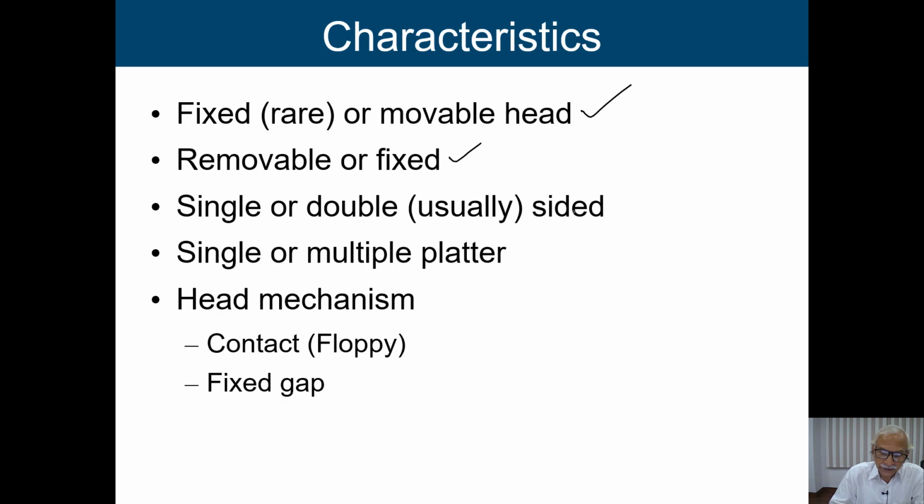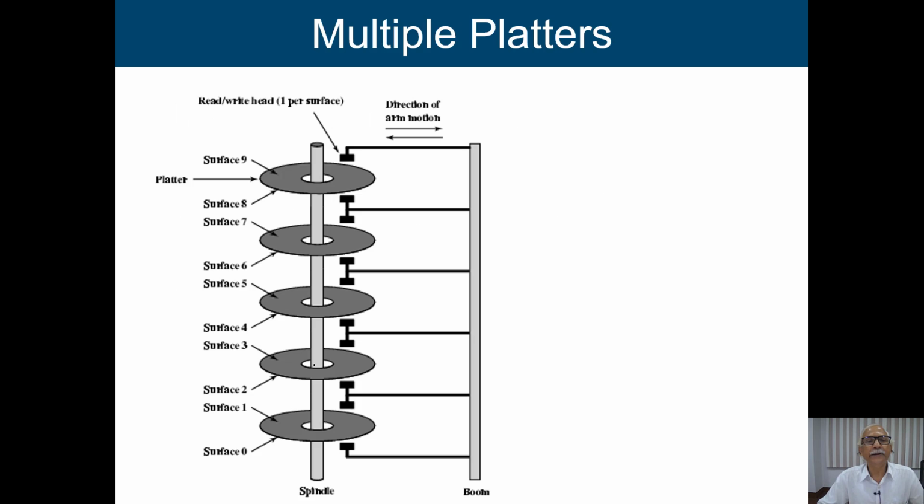It is single or double sided; usually it is double sided. On both sides of the platters we can store information. It is single or multiple platters; generally it is multiple platters. And for the head mechanism, either we have contact, in the case of a floppy disk, or a fixed gap between the head and the surface. So these are the different characteristics that we have when we look at the hard disk.